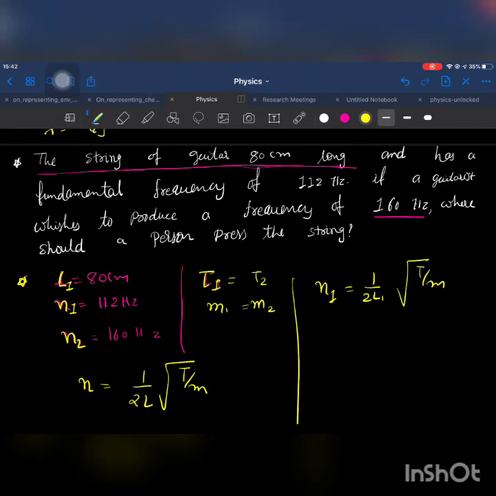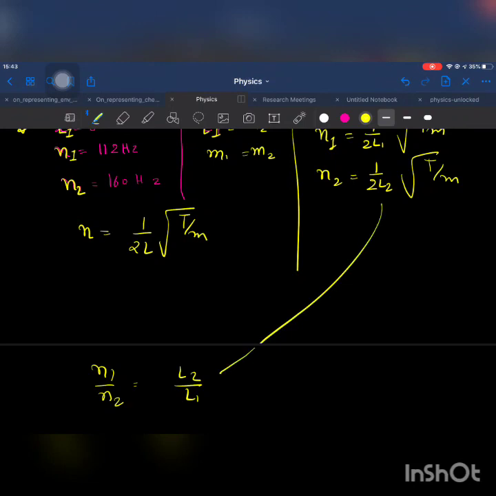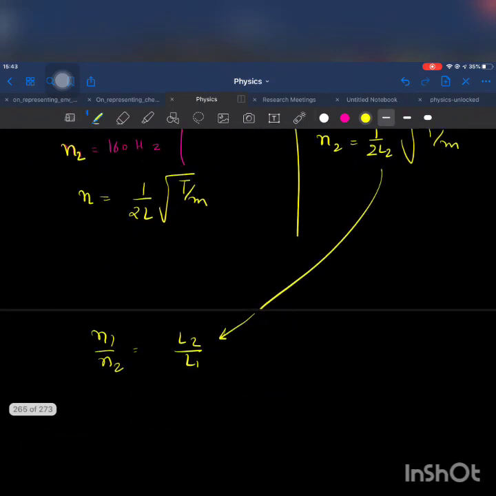I don't want to get into the difference right now, because we are talking about the same guitar, right? So N2 is also 1 upon 2L2 times root of T by M. Okay. Now I have to calculate the length. So what I'm going to do, I'm just going to find the ratio. So N1 by N2 is equal to L2 by L1. I can write that from here. Okay. N1 by N2 is equal to L2 by L1. It's just a reciprocal of it.